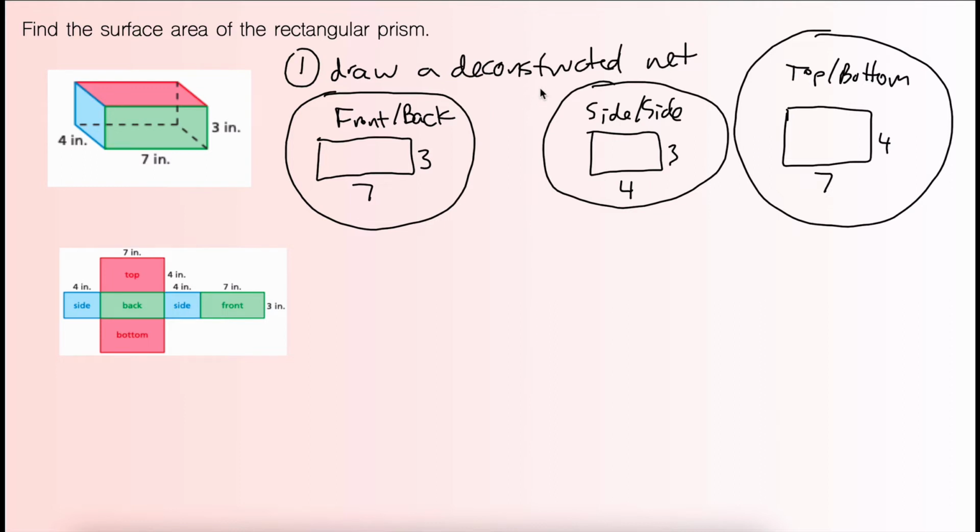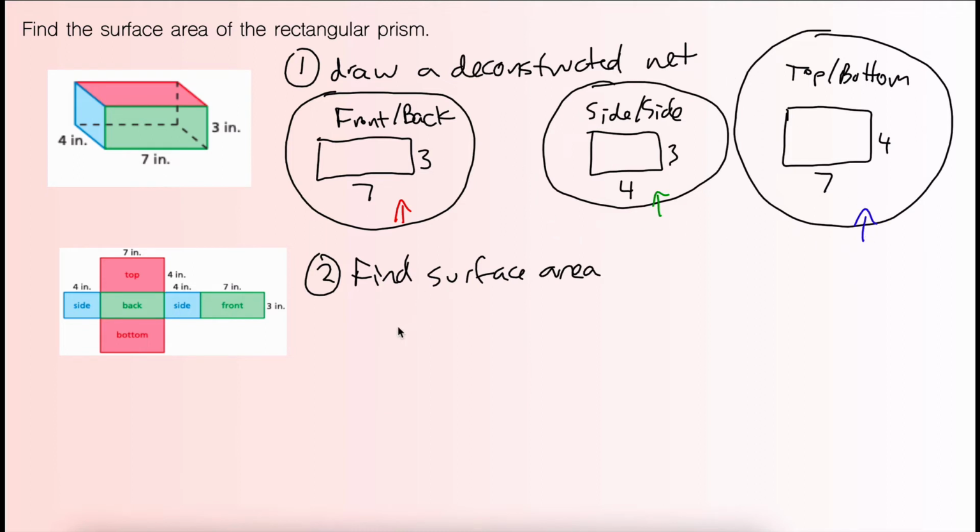Now that I've got the net, all of the sides drawn out, I can find the surface area. So step 2, find surface area. This is so easy because we just came off of a 2-dimensional geometry unit. In 3-dimensional geometry, surface area is not hard at all. What we're going to do is find the area of this figure, then the area of this figure, and then the area of this figure, and just add it all together.